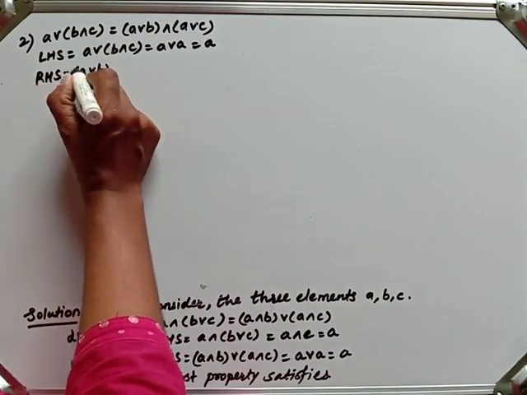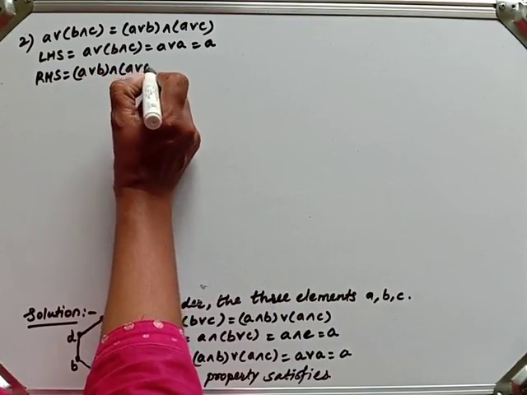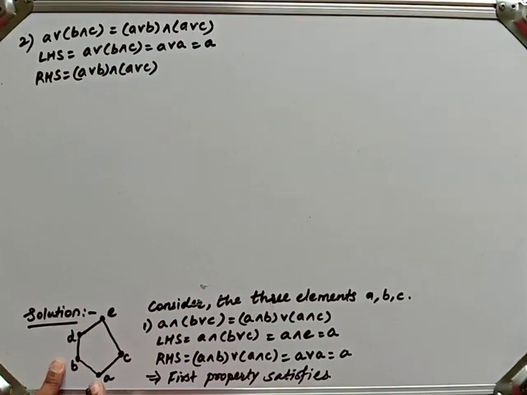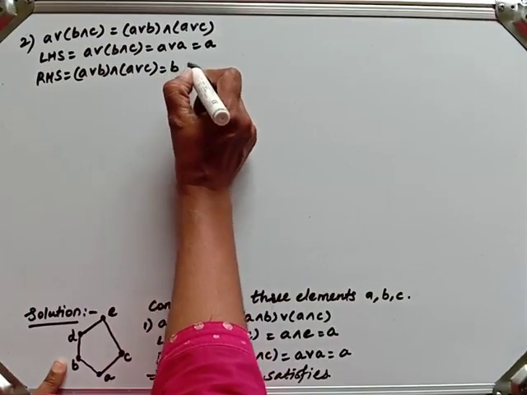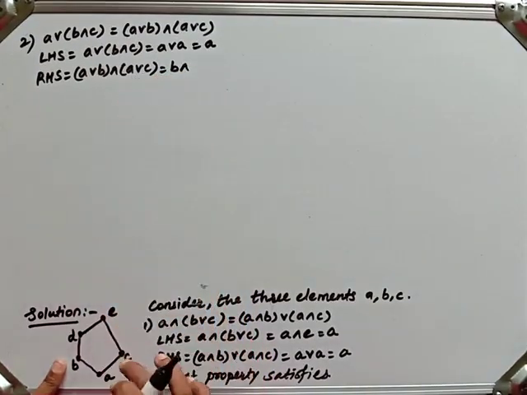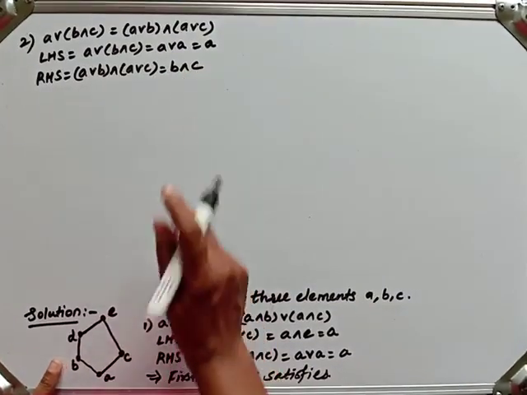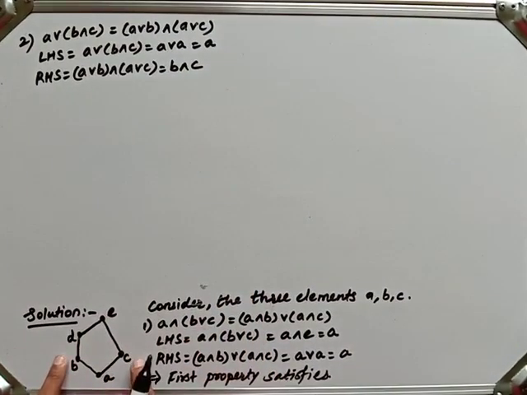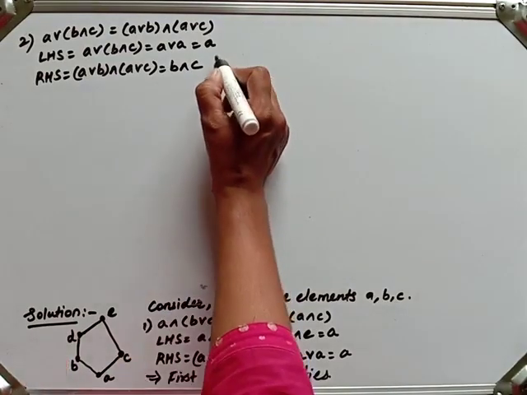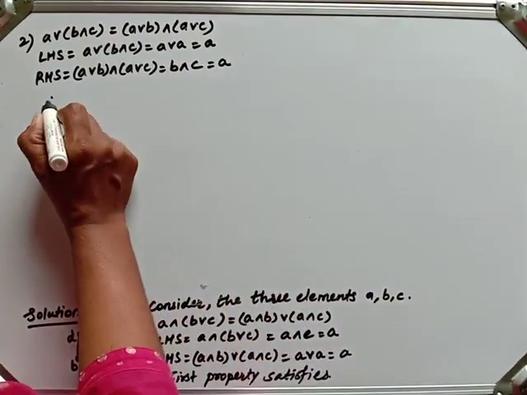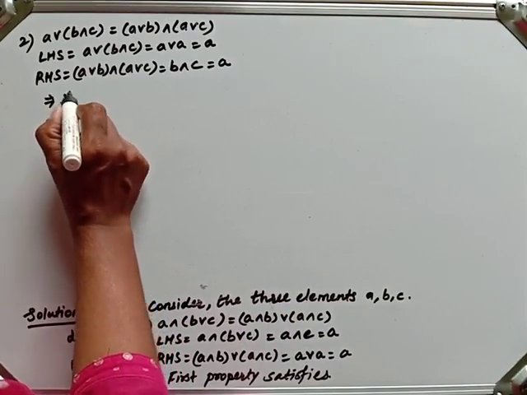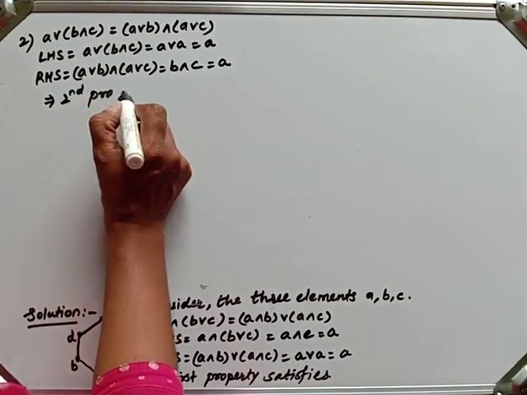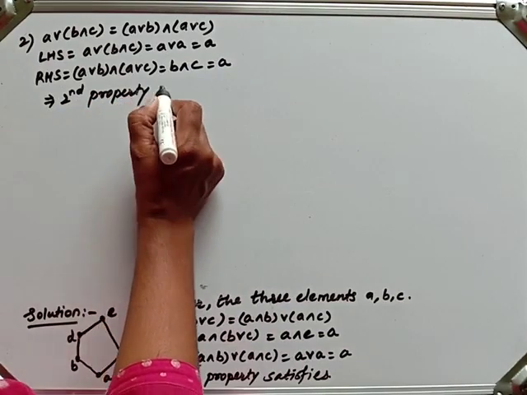Now RHS. RHS is A join B meet A join C. A join B means the least upper bound of A and B, which is B. And the least upper bound of A and C is C. Now B meet C means the greatest lower bound of B and C, which is also A. Therefore, the second property also satisfies.